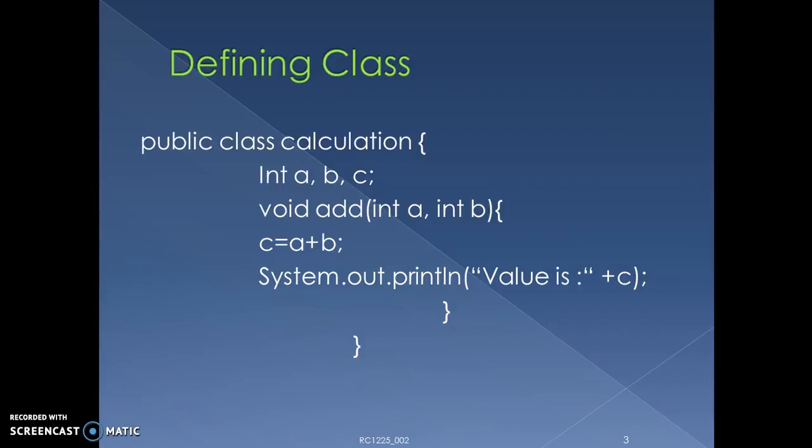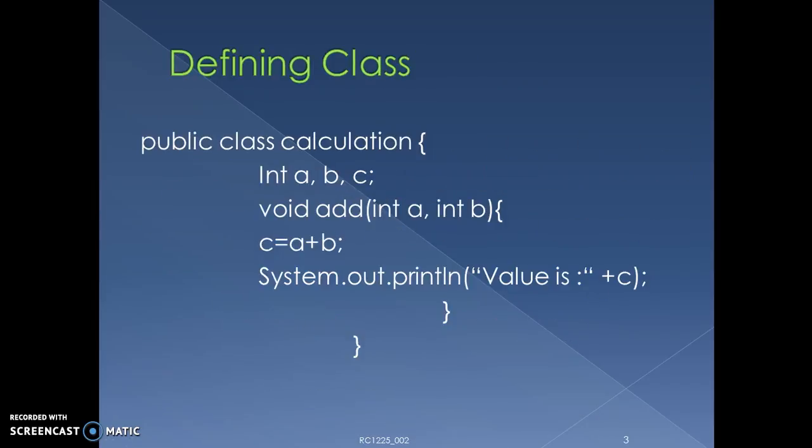For example, here we are going to define a simple class called Calculation. This is an access specifier, public class name Calculation. I have defined 3 variables, int a, b, c, and one method called add. And here I am doing the addition of these two numbers a and b, and I am assigning that value to c. And later, as we saw previously, I am using an SOP statement, very similar to C's printf, System.out.println, to print the value of it.